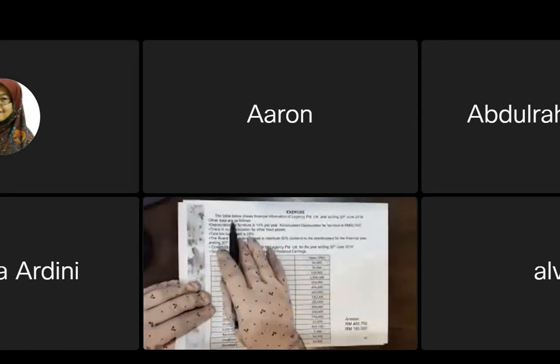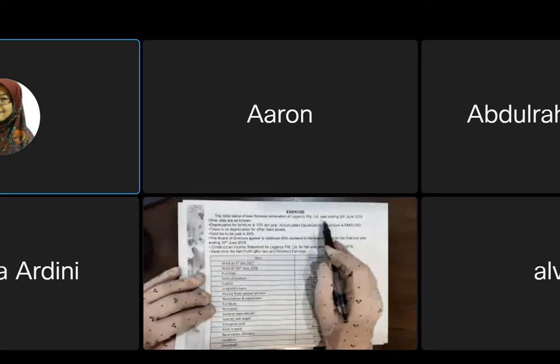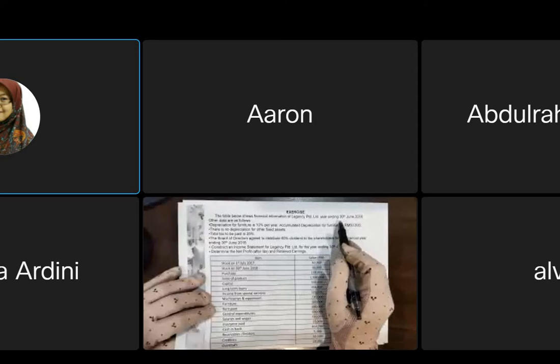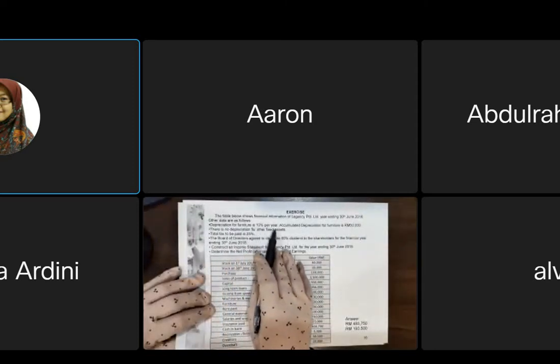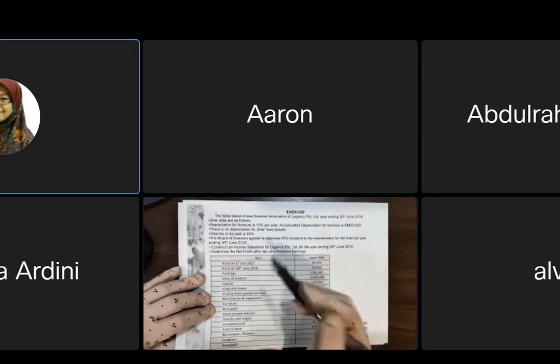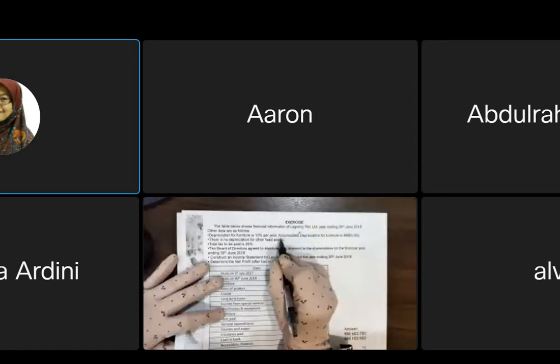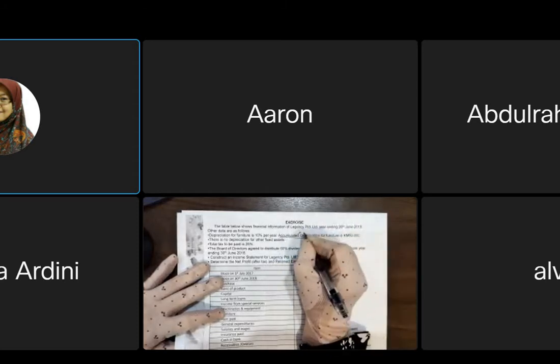The table shows financial information of Regency Limited for the year ending this month. Depreciation for furniture is 10% per year. Accumulated depreciation, okay, this one, you can see the name. Other than accumulated depreciation, maybe you can see the word allocation.